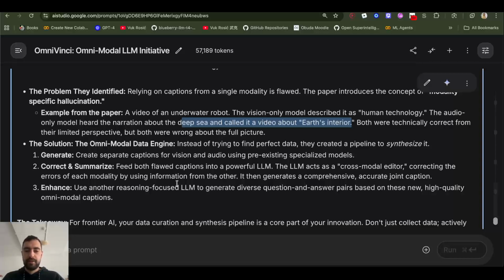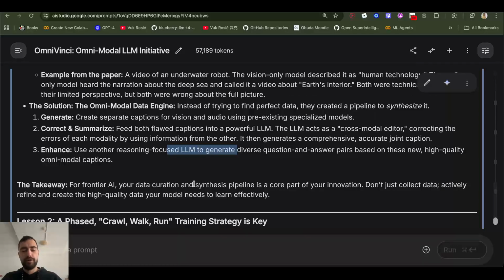And then a third LLM would look at both of the descriptions of the same clip. So this audio corresponds to this video, and it creates a unified description or captions from both of these. They unify them, and that's actually higher quality, and includes all of the information. And then they used another reasoning-focused LLM to generate a lot of diverse questions and answers that correspond to this multimodal clip, this video, that is.